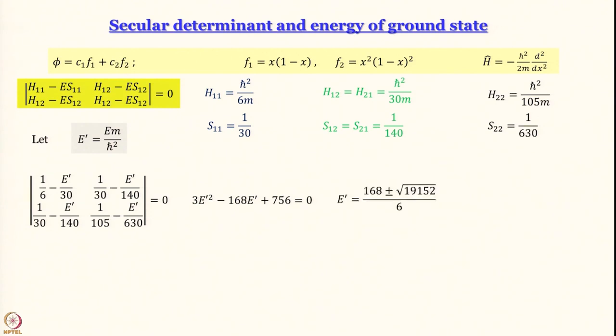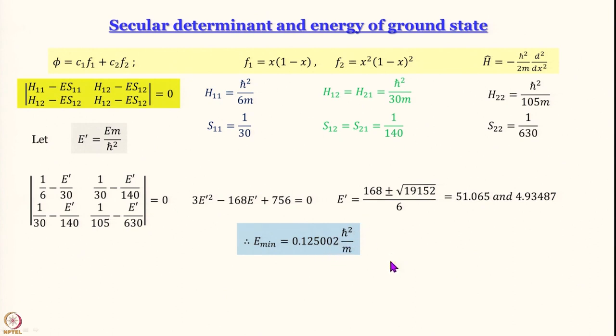We use that and we get epsilon dashed equal to 168 plus minus root 19152 by 6, which translates as 51.065 and 4.93487. Do not forget we have set L to be equal to 1, right. So, remembering that when we go back to E min, the minimum value of epsilon 0 turns out to be 0.125002 h cross by m.